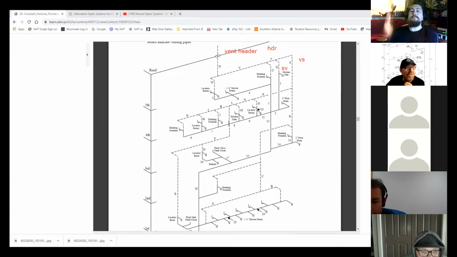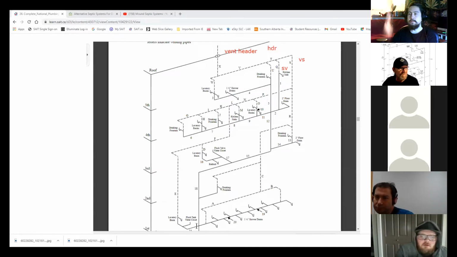You'd creepy crawl all the way up here. Oh wait, what is the developed length of the vent stack? It's from the lower end to outside air. So its developed length actually goes right to outside air. But where is the actual vent stack? Well, it's from the lower end until Q, and then it becomes a vent header.